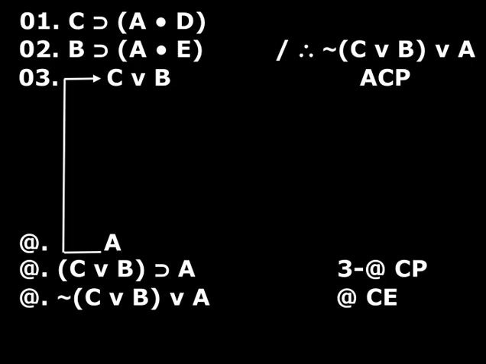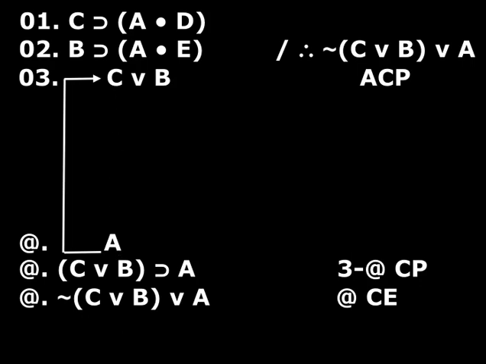Okay. Now, you can see that that's going to be pretty easy. I've got C or B. So by dilemma, I can get the disjunction. I can get A and D or A and E by dilemma. And then by distribution, I can pull A out. That'll be the common element of those two disjuncts. I can pull it out, and then I'll have A. So that would be one way to do that.